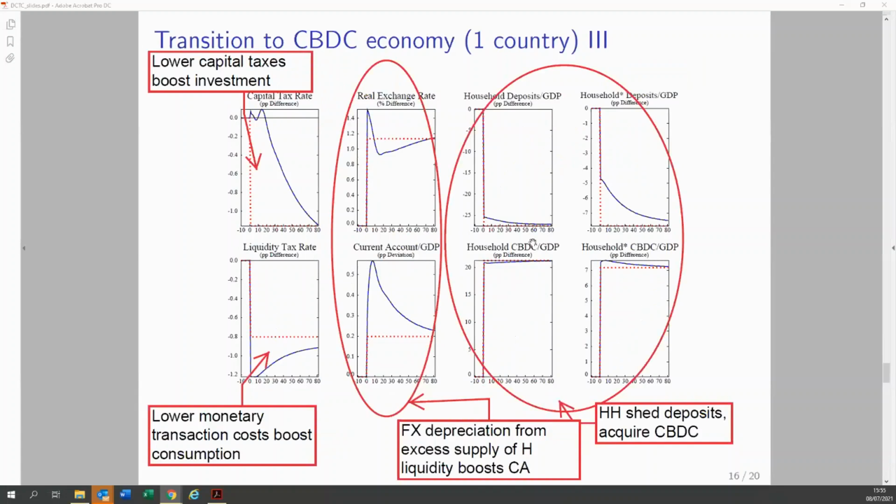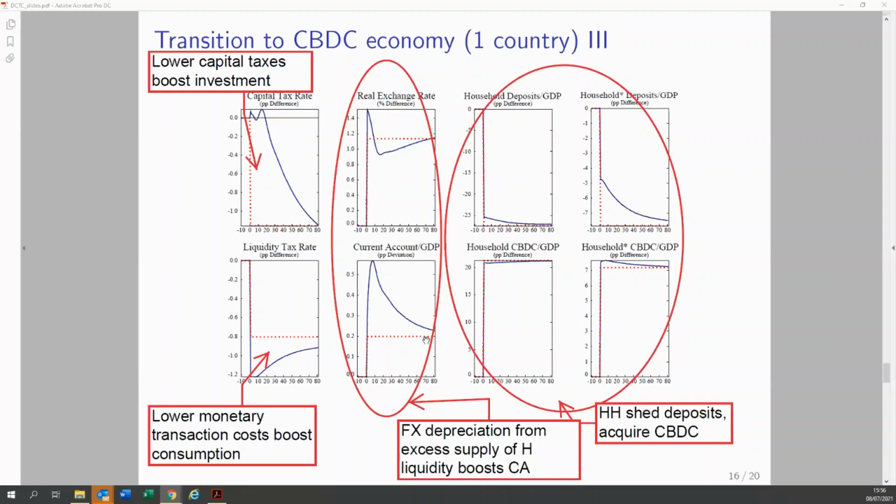And here's where the GDP effects mainly come from. So there's a reduction in all tax rates, but here I've just plotted the capital tax rate that boosts investment. Of course, you will also have lower consumption taxes, which will boost consumption, and lower labor taxes that will do the same thing. We have lower monetary transaction costs because we have this injection of additional liquid assets that also boosts consumption because of the monetary friction in the model. And on top of that, we have this effect on the real exchange rate. So we have a depreciation of slightly above 1% relative to the previous steady state. And that entails that the steady state current account to GDP ratio also improves slightly.